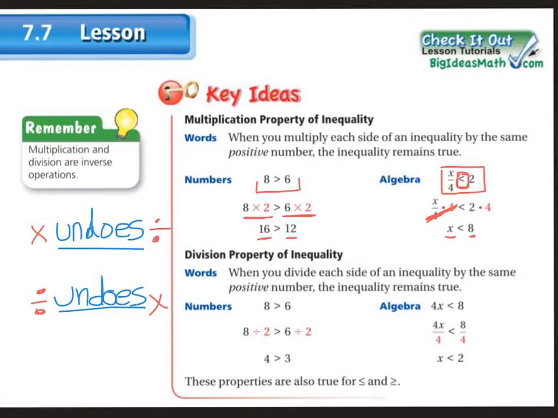And the same with division here, right? So let's look at our algebra example. We're multiplying 4 by x here. 4 times x is less than 8. So we're going to divide both sides by 4. That's going to cancel these 4's out, so we're left with x on this side. And 8 divided by 4 is 2. That means x has to be less than 2.